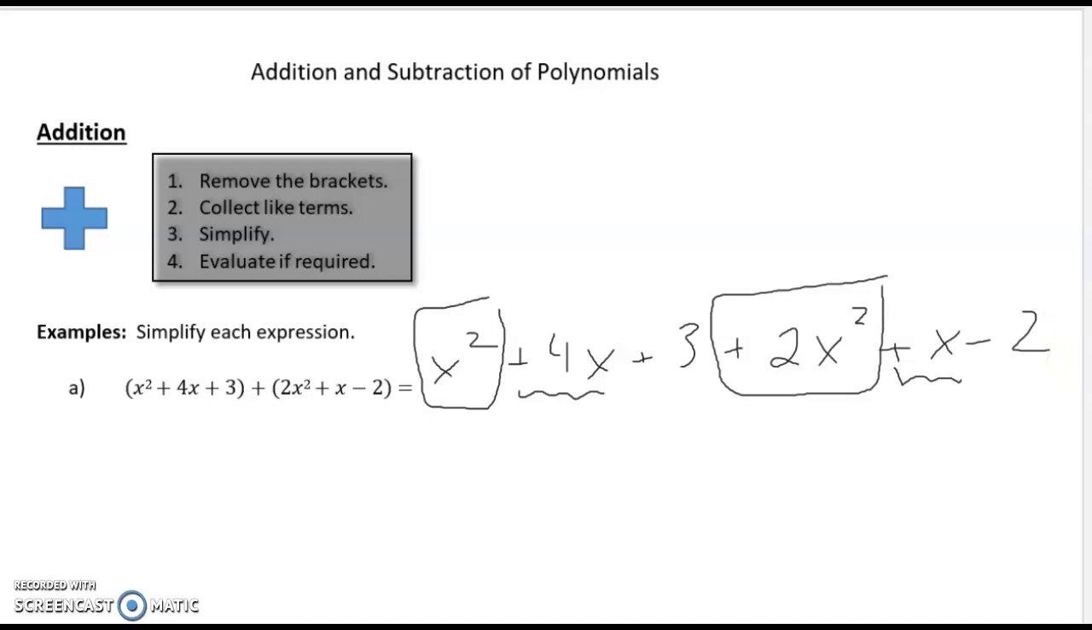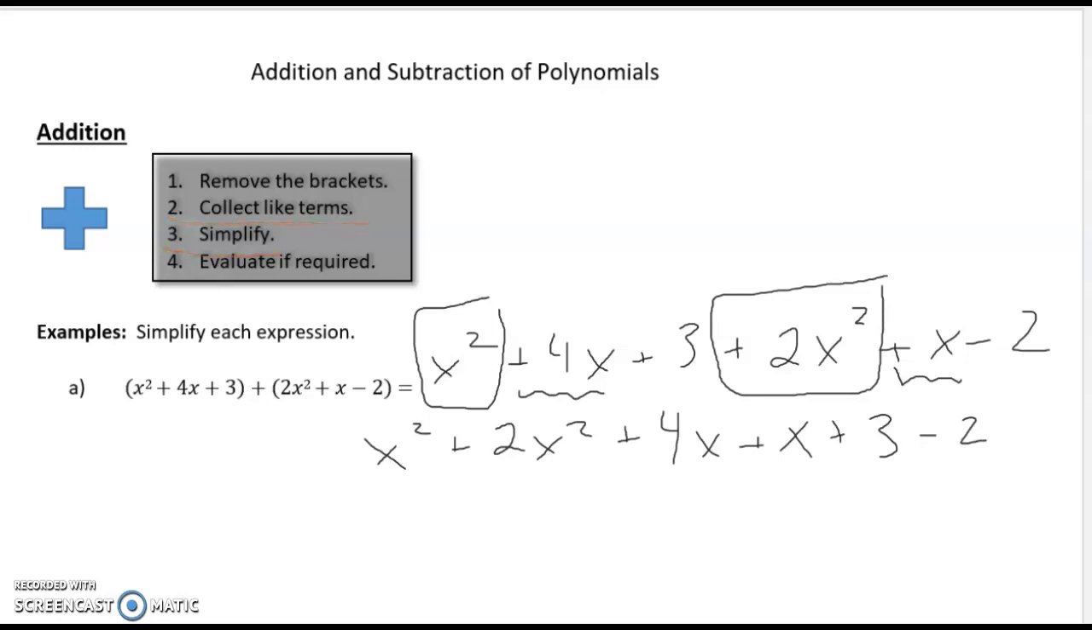So first things first, we always start with the highest power of x. So I'm going to have x squared, and then I'm going to have my plus 2x squared. Okay. Then I'm going to collect my x's. So my 4x and my 1x. So plus 4x plus x. And then my positive 3 and negative 2. Okay. So that was collecting like terms.